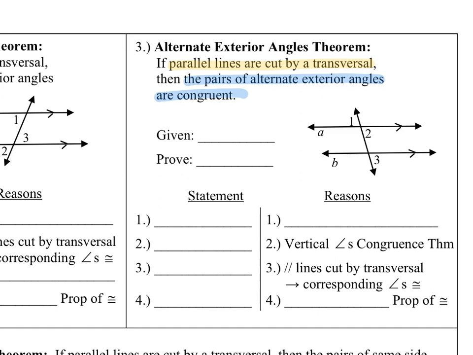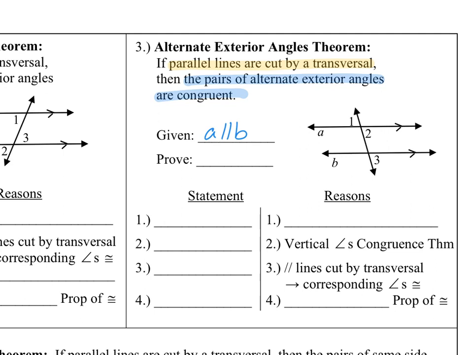Okay, so let's write a given and a proof statement in terms of this diagram. So the hypothesis of our theorem says we have parallel lines that are being cut by a transversal. So let's write our given statement in terms of this diagram. Our two lines that are parallel are lines A and B. So we're going to say that given A is parallel to B, so we're going to assume that that's true.